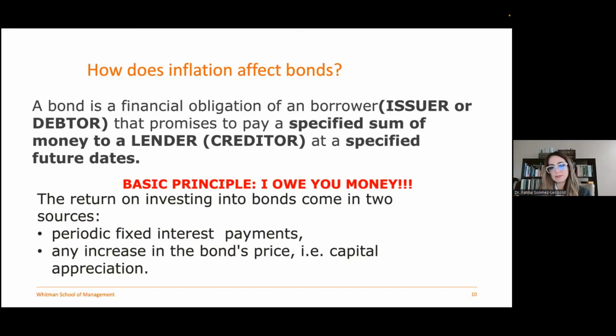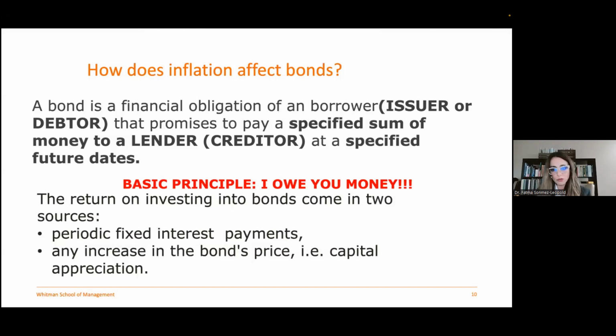Bond is actually, the basic principle is, I owe you money. So this is a binding contract, that's why it's called a financial obligation, between a borrower, i.e. issuer or debtor, and the lender, which is also called creditor. So there's a borrower, there's a lender, and between these two parties there's a financial obligation. The borrower says, I'm going to pay your money back at a specified time period. As I said, the basic principle is I owe you money.